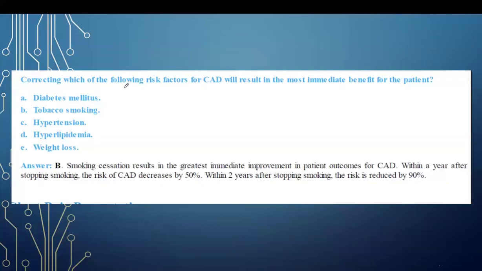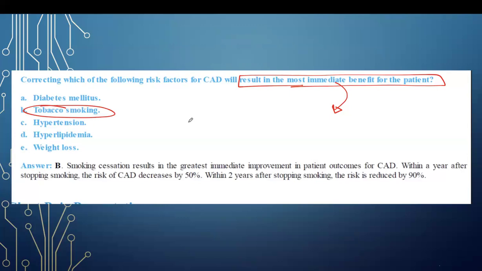There is another question: correcting which of the following risk factors will result in most immediate benefit for the patient? Now, there is a different question. The most immediate benefit can be found if you can actually advise the patient to stop smoking.